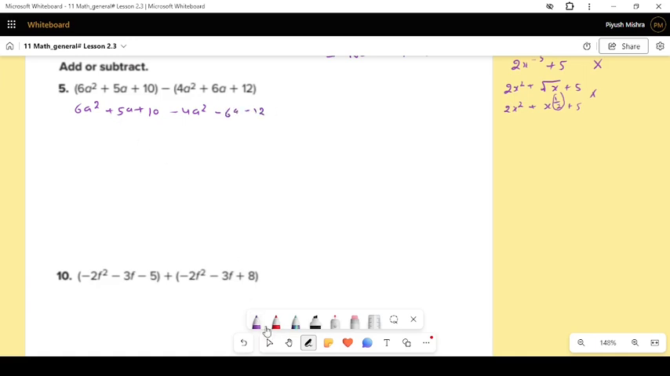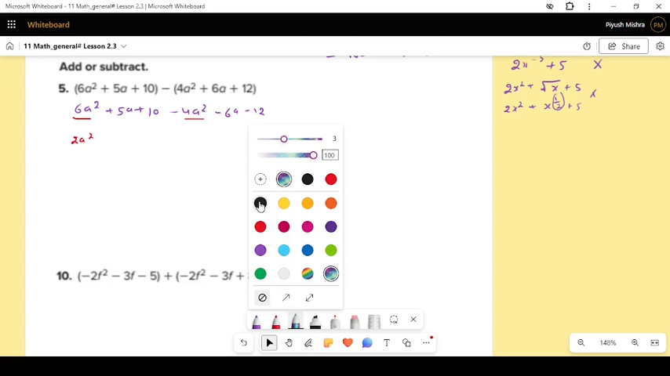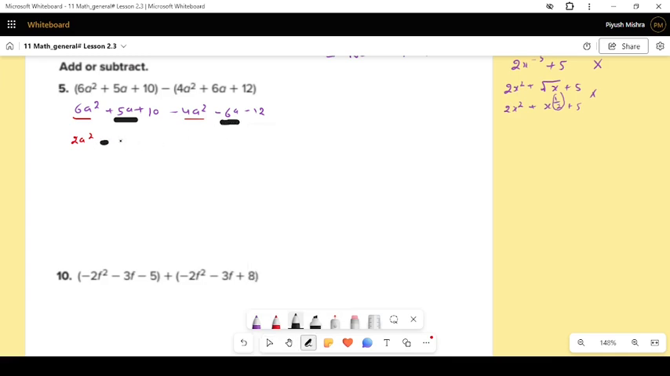Now I will be using the like terms. Like terms will be added or subtracted. So 6a square minus 4a square will give you 2a square. Okay, then I will be checking the next one. I will be changing the color, just give me a minute. Let us suppose I am taking black. So here plus 5a and here minus 6a. So plus 5a minus 6a will give you minus a.